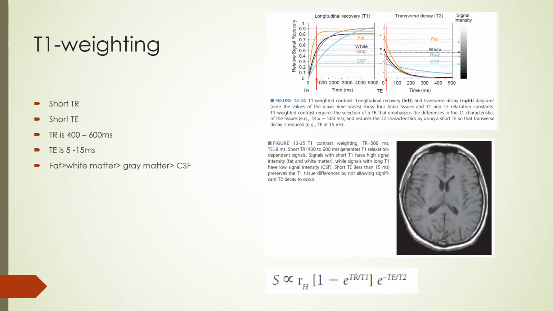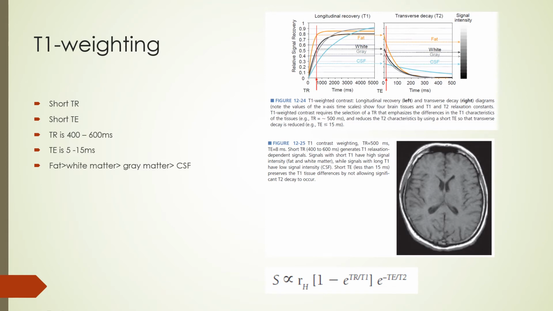Contrast weighting can be performed based on T1, T2, or proton density. The MR signal strength S following a RF pulse is given by the formula shown at the bottom. By selecting a short TR and a short TE, we can differentiate different tissues according to T1 relaxation times. This is called T1 weighting. T1 weighting uses a TR of between 400 to 600 milliseconds and a TE of between 5 to 15 milliseconds.